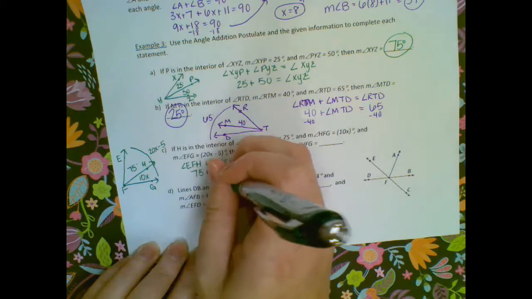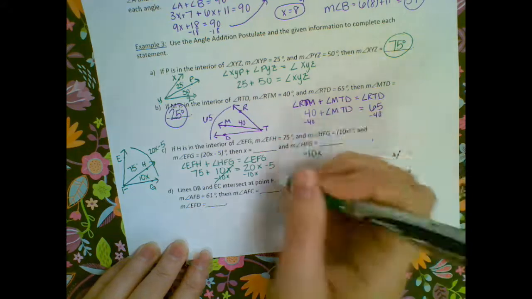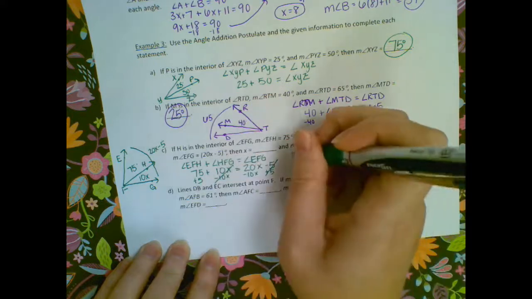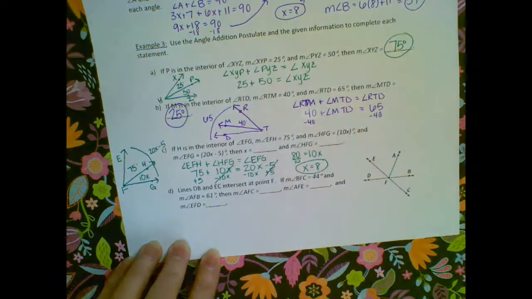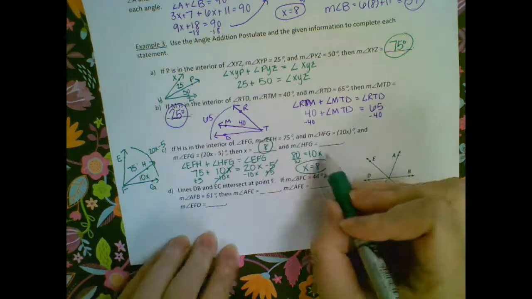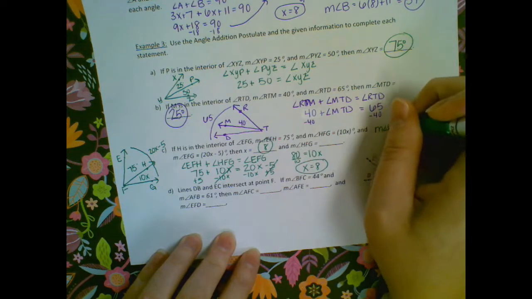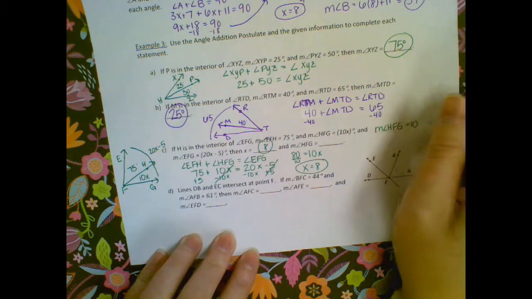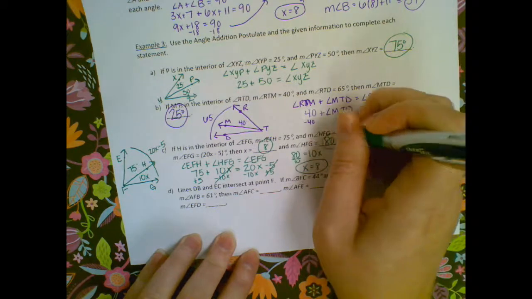So I'm going to subtract 10x to the right, which that should give me 10x. I'm going to add 5 to the left. 75 plus 5 is 80. When I divide by 10, x equals 8. Okay, so that should go on that line right there. The other measure that they want us to find is HFG. So remember, the measure of angle HFG was that 10x. Well, we know that x is 8, so we're looking at 80 degrees.